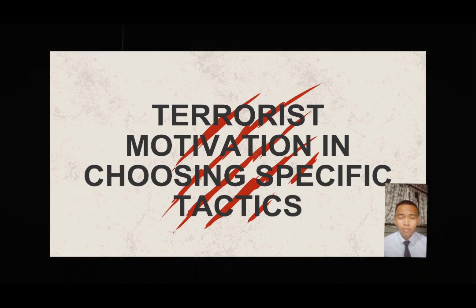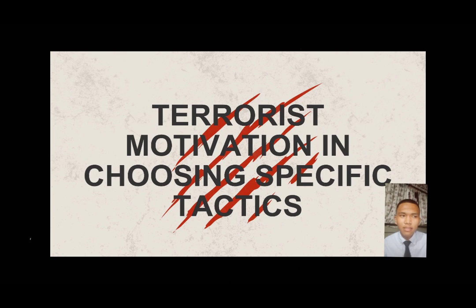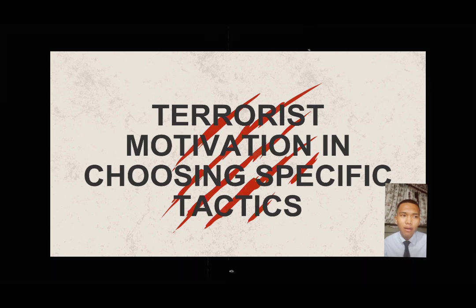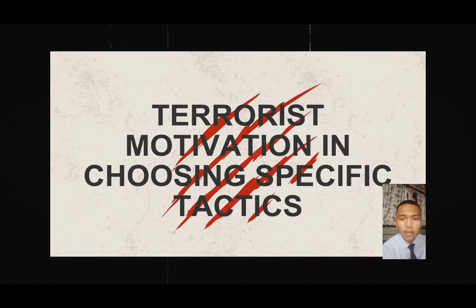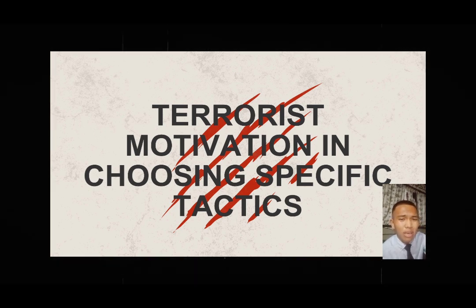Let's go to the third part of our discussion, the motivations of terrorists, or the reasons behind terrorist groups choosing specific tactics. By carefully selecting their tactics, terrorist groups aim to enhance their effectiveness, achieve their goals, and maximize the impact of their actions on society. They aim for the greatest psychological and physical impact, so they choose their tactics carefully based on their main goals.